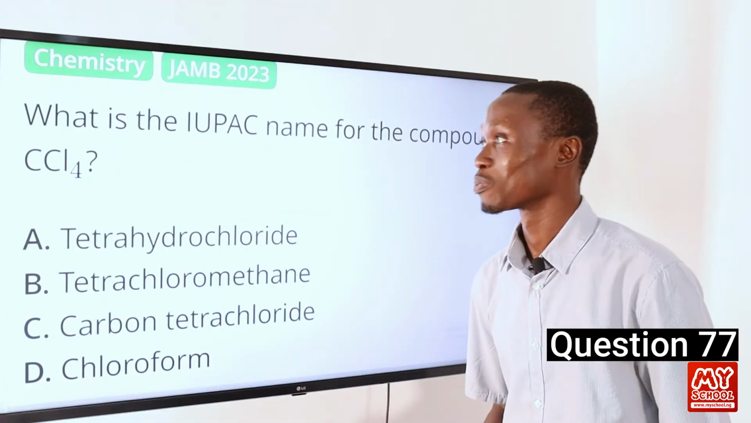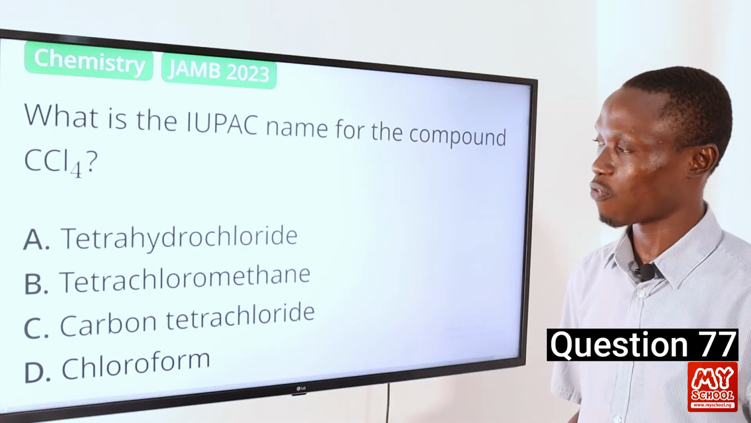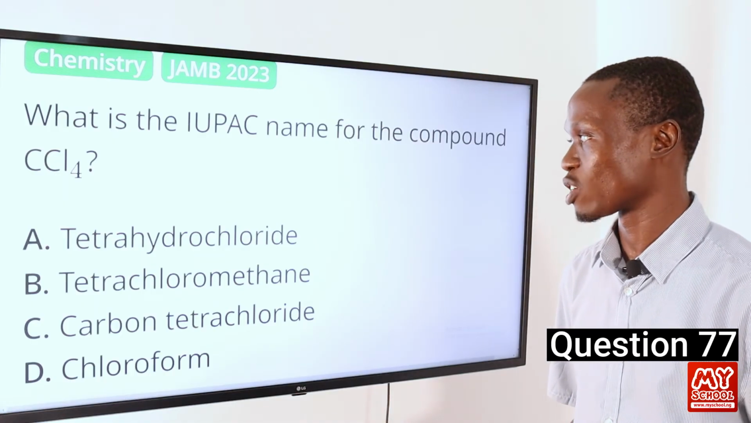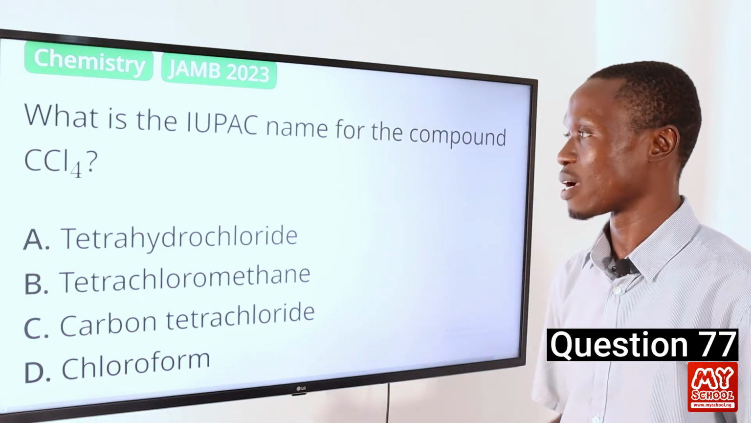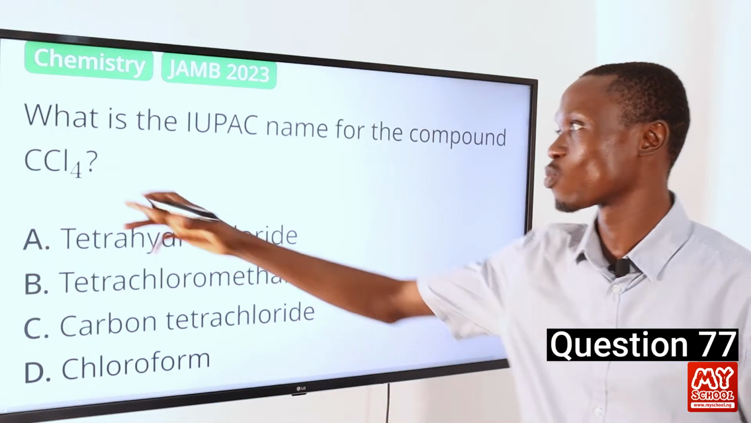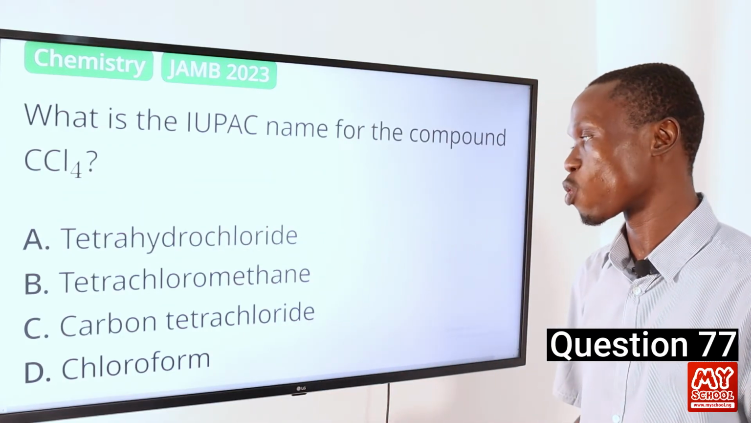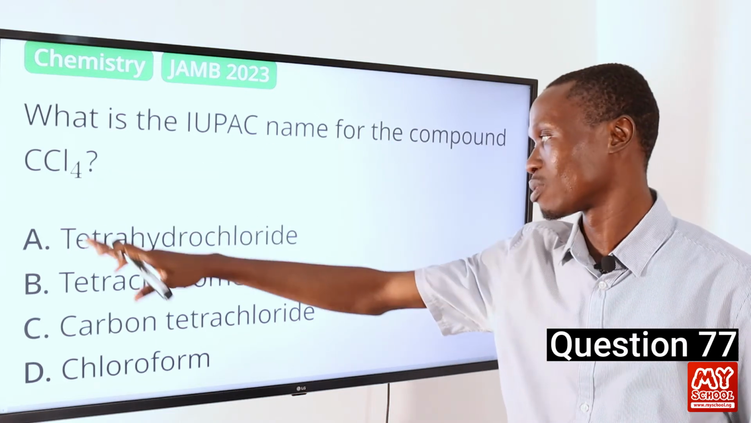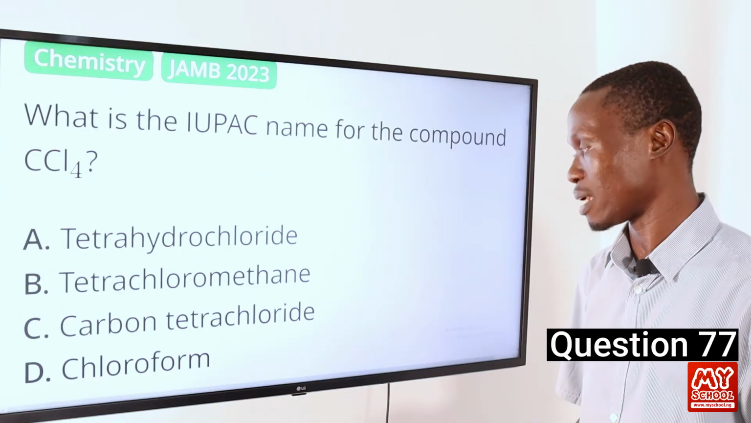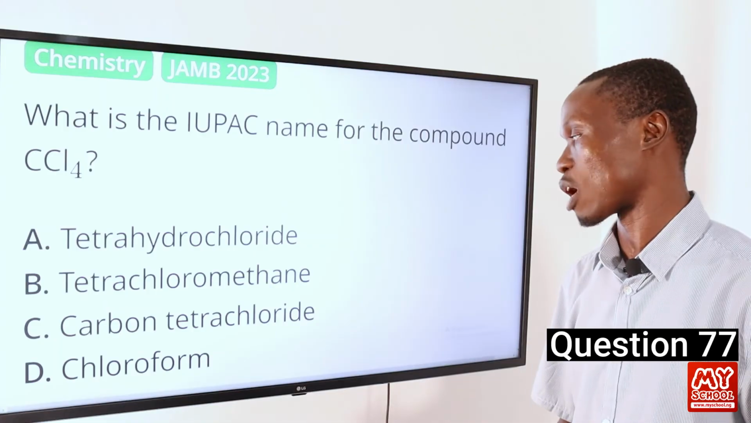Question 77. What is the IUPAC name for the compound CCl4? So A, we have tetrahydrochloride. No. So option A is not the answer. It's not tetrahydrochloride because there's no hydrogen in the compound on the board. So B, we have tetrachloromethane. So the IUPAC name of the compound on the screen is tetrachloromethane. But let's just look at others. While option C, we have carbon tetrachloride.